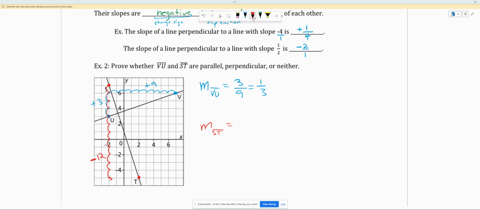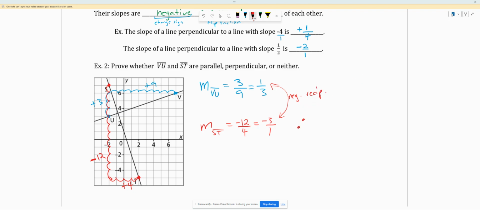And then the run would be 1, 2, 3, 4, positive 4. So we get negative 12 over positive 4. Let's reduce that. That's going to be both divisible by 4. So that's going to give me negative 3 over 1. And we can see, yes, these two are negative reciprocals, or negative recip for sure.